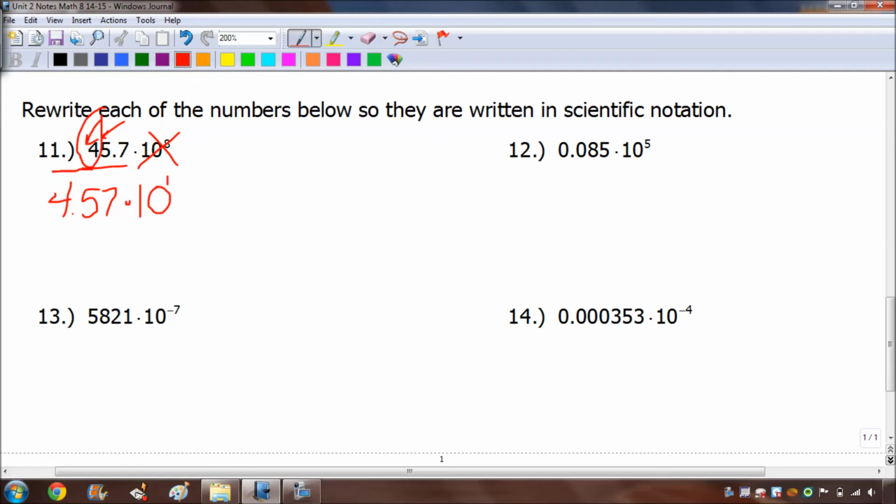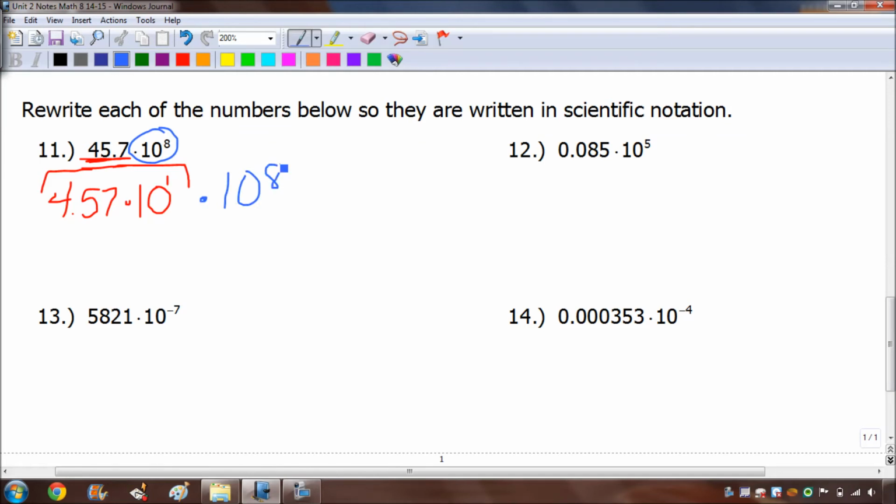So all I'm going to do is rewrite this number right here in scientific notation. So again, all I did was I rewrote 45.7 in scientific notation, okay? Now I'm going to just copy down this times 10 to the 8th power. So I'm going to write down times 10 to the 8th power.